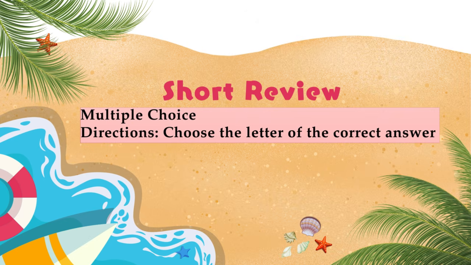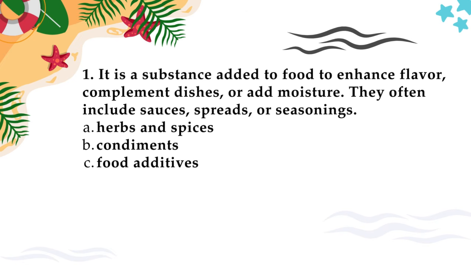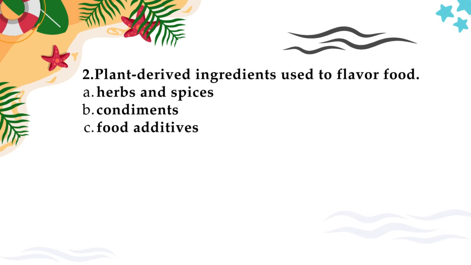Short review. Multiple choice. Directions: choose the letter of the correct answer. It is a substance added to food to enhance flavor, complement dishes, or add moisture. They often include sauces, spreads, or seasonings. A. Herbs and spices. B. Condiments. C. Food additives.